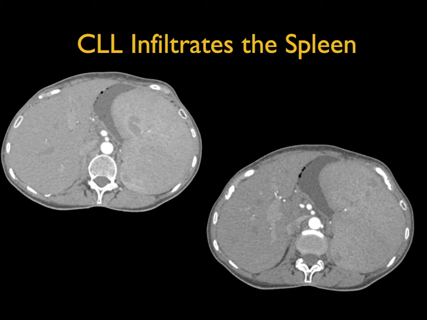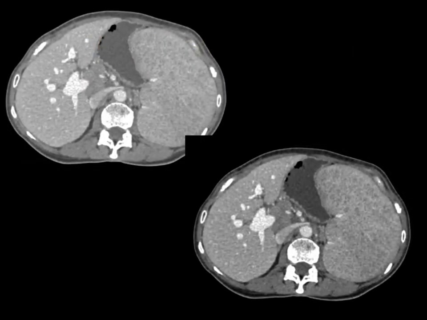There's mass effect on the stomach. There are nodes in the portal caval space. Narrow windows can be helpful because then you see the nodes better, but you also see what I would call, let's say, a salt and pepper appearance to the spleen. And to me, that means splenic infiltration. Now, I have seen that with some non-malignant processes, but almost always is malignant. And when you look at this infiltration, to me, that's going to be lymphoma or leukemia.